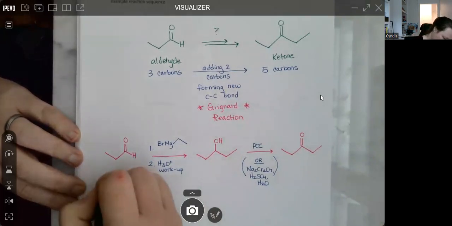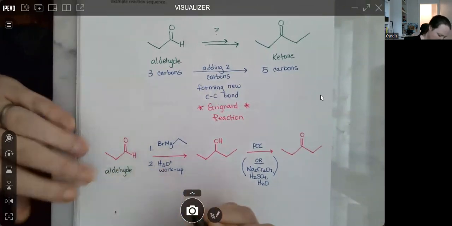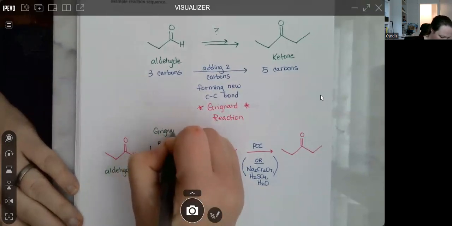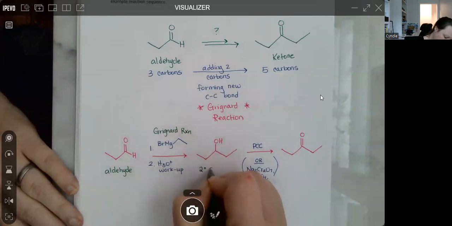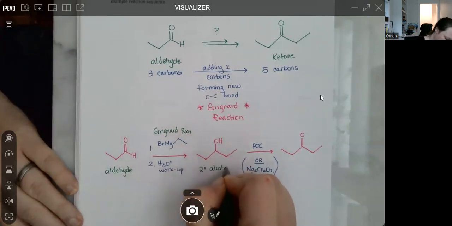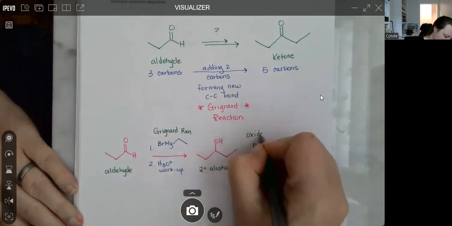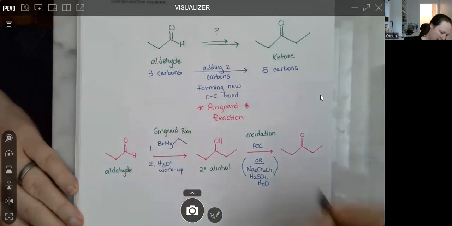So we've started from an aldehyde. We did a Grignard reaction to form a secondary alcohol, and then we did an oxidation to form a ketone.